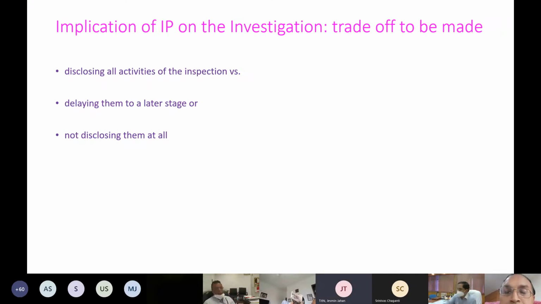At this stage, we will probably have to make some trade-off decisions regarding whether we want to disclose all activities of the inspection versus delaying them to a later stage or not disclosing them at all.